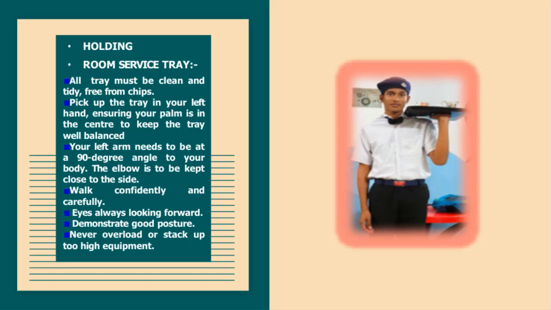Now, let's talk about holding a room service tray properly. First, it's crucial that all trays are clean and tidy, free from chips or any damage, to ensure a professional appearance. When picking up the tray, always use your left hand, making sure your palm is centered underneath to keep the tray balanced. Your left arm should be at a 90-degree angle to your body, with your elbow kept close to your side to maintain stability.